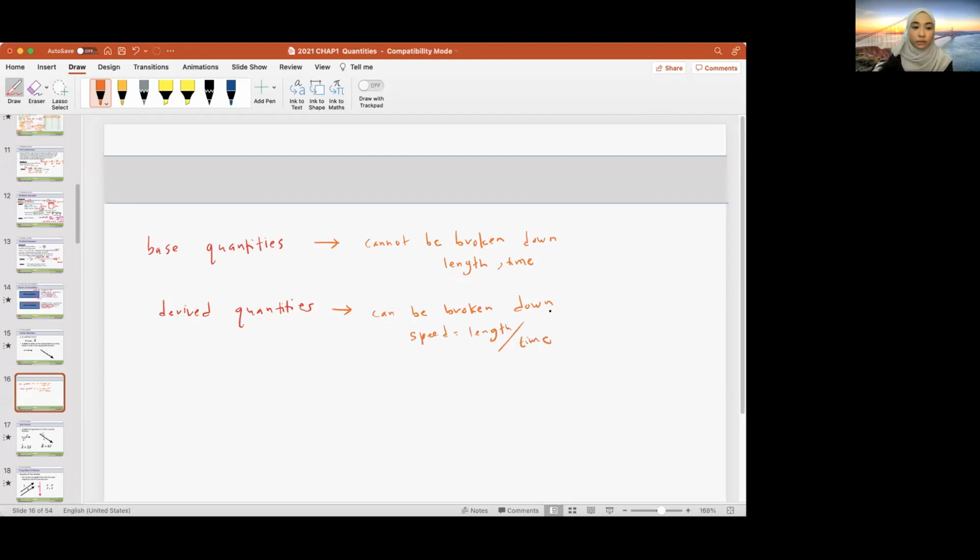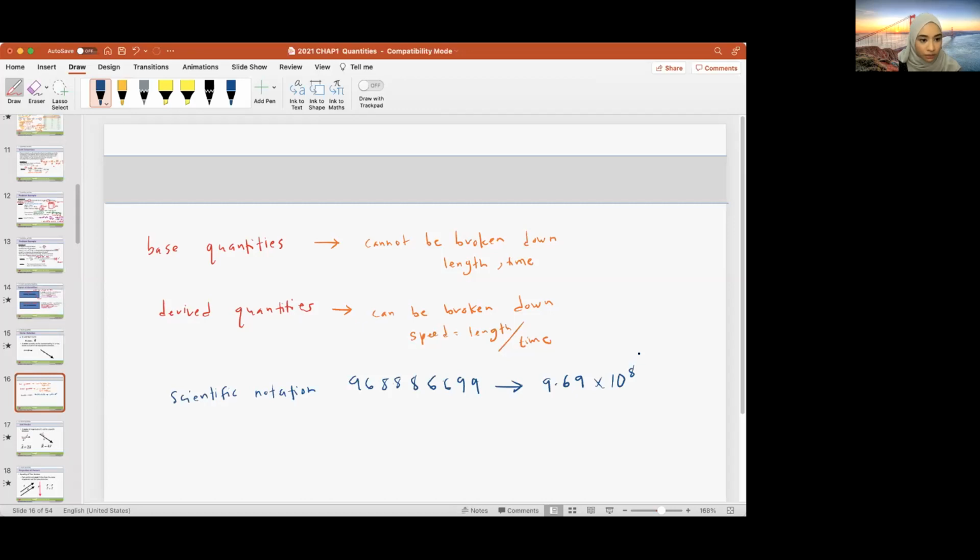Okay, so you have to memorize what the base quantities are and what the derived quantities are. And then we also talked about scientific notation. Basically, if you have a bunch of numbers like 123456789 and you don't want to remember this, you can change it to scientific notation, times 10 to the power of 8.